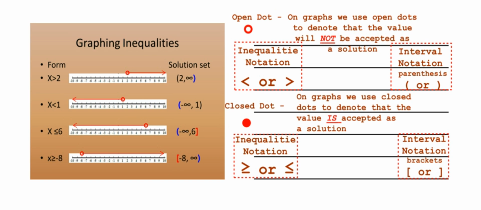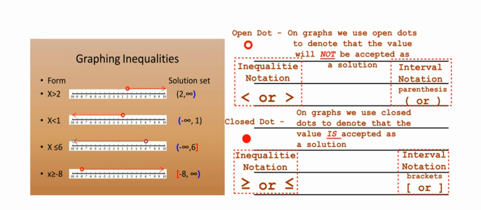Okay, so let's try drawing a closed dot. There we go. Closed dot on that one. And let's draw a closed dot on this one as well. There we go. We've corrected it.